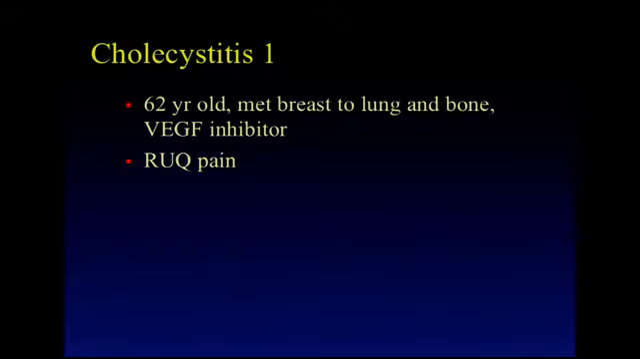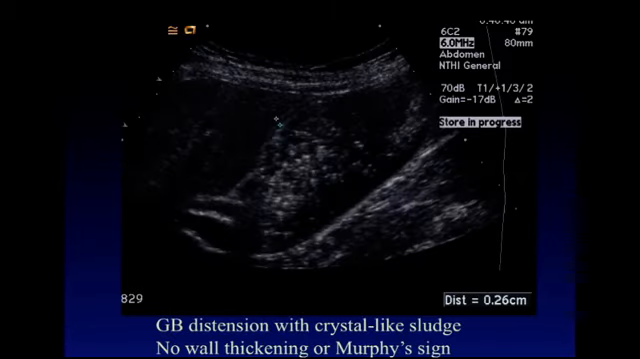So this was the first case, a 62-year-old woman with metastatic breast cancer to lung and bone on a VEGF inhibitor with right upper quadrant pain. When we look in the right upper quadrant with ultrasound, we see a gallbladder that's rather distended, has a lot of echogenic, apparently crystal-like sludge within the gallbladder. But if we look at the wall, it's very thin. It's less than 3 millimeters, and the patient didn't have a Murphy sign, just a little bit of right upper quadrant discomfort.